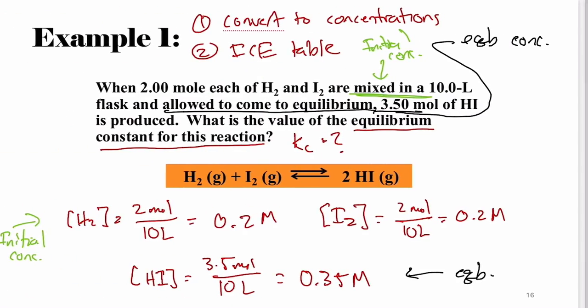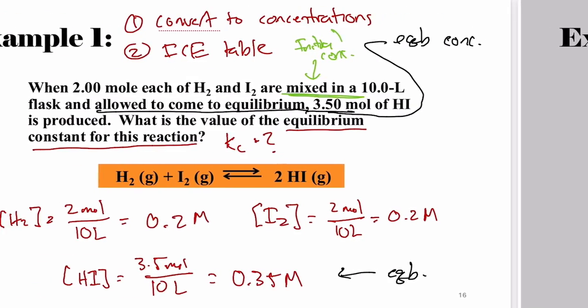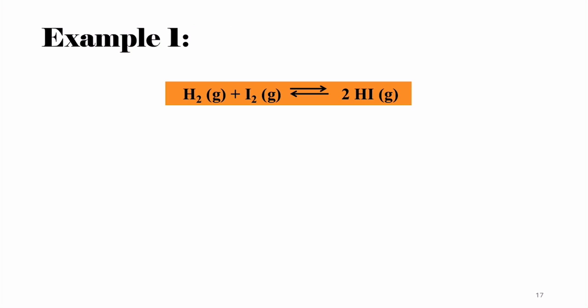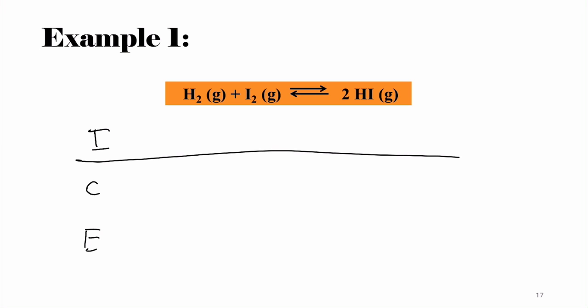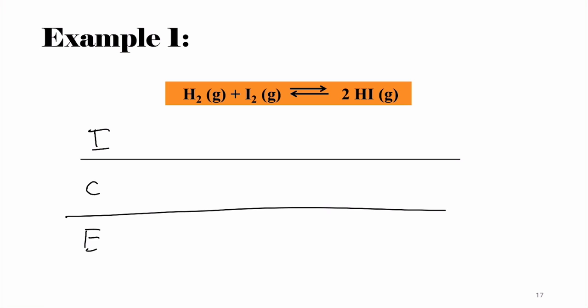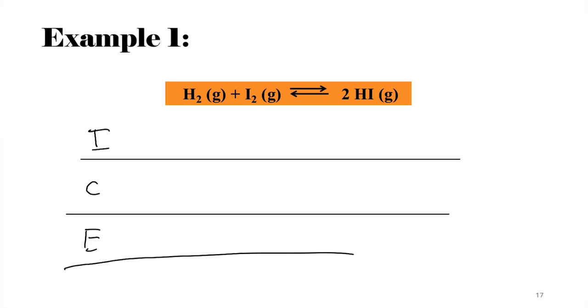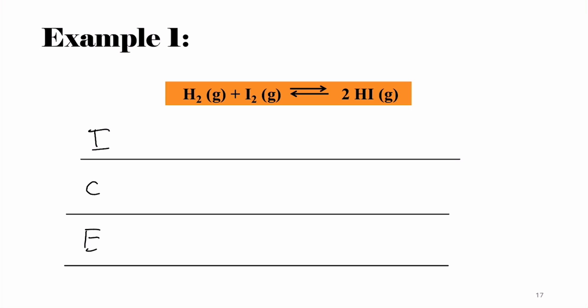So if we have all this relevant information, the next thing that we're going to do is convert this into an ice table, right? So we write ICE, which I stands for what? Initial. C stands for what? And E stands for equilibrium, right? And we're going to plug in values for each of our reactants and products to then solve for the equilibrium constant, right? That's ultimately what we're trying to solve for here.